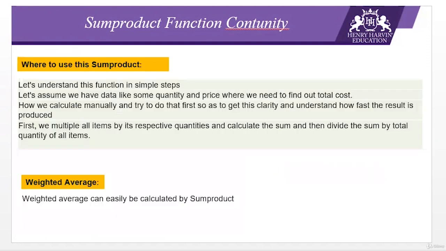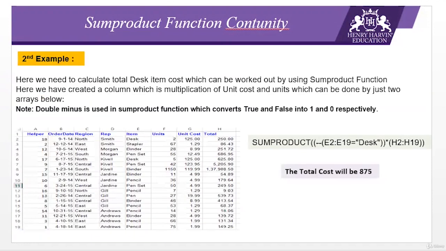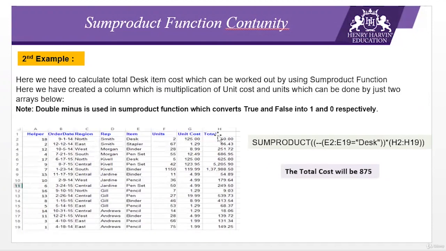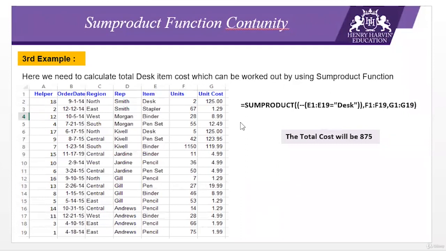Now this is the one. Yes, now is the third slide. You can see that third example. Here we need to calculate total desk item cost, which can be worked out by using some function. So guys, over here we have removed that total item. The total actually we have created there. Now we have removed the helper column. So how easy is that? You have removed one column. Now you can do everything in your SUMPRODUCT function.